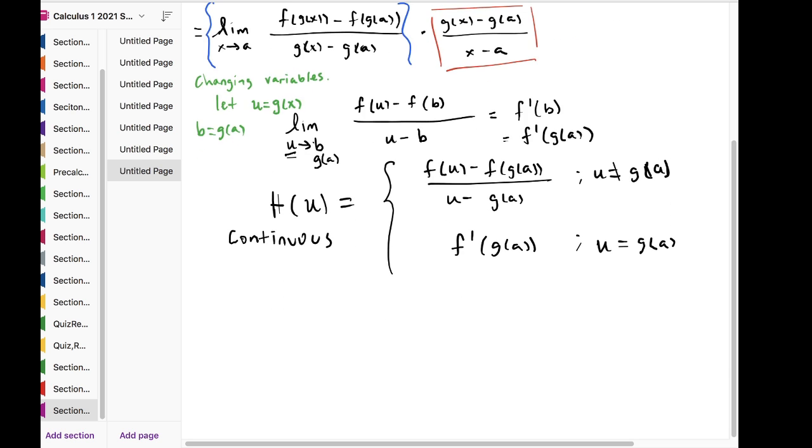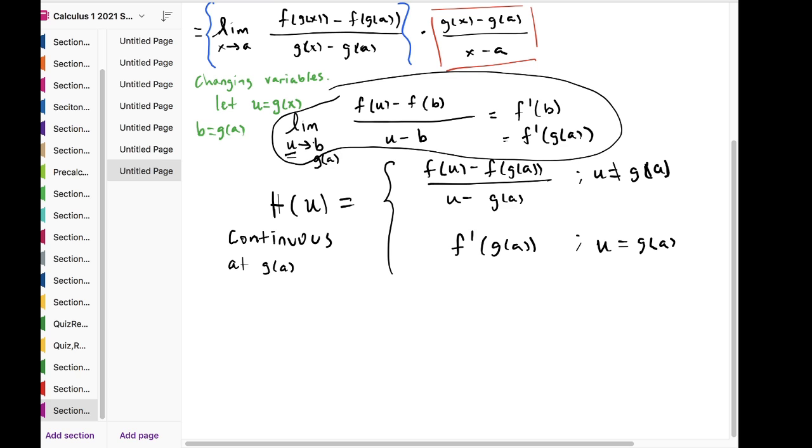What's the only problem? Or let's say, rather, it's continuous at g of a, to be more specific. Maybe we don't know what's happening at other points. But at g of a, we know it's continuous. Yeah, the top limit exists because that's just the derivative, as we established here. And the bottom limit is that limit. Good.